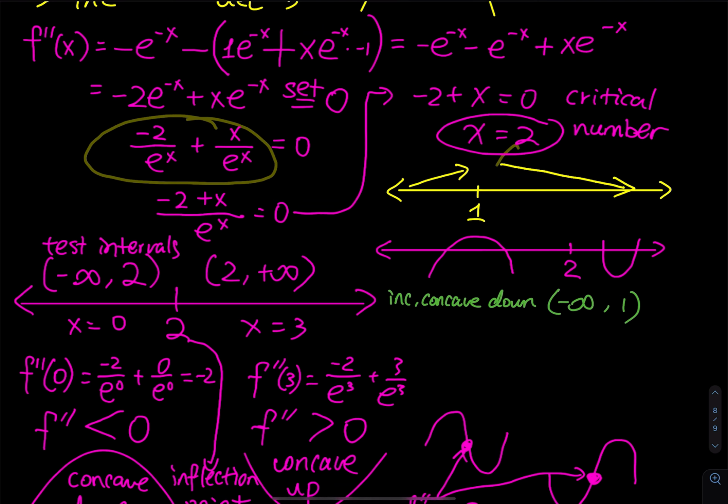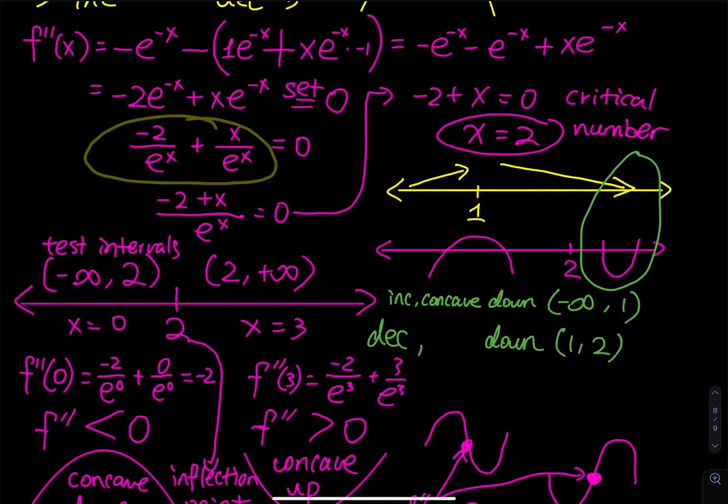And then how about this interval? That interval is decreasing and concave down, right? Arrow going down, concave down. So from 1 to 2 is decreasing and concave down. And then how about here? From 2 to positive infinity, that is decreasing and concave up.